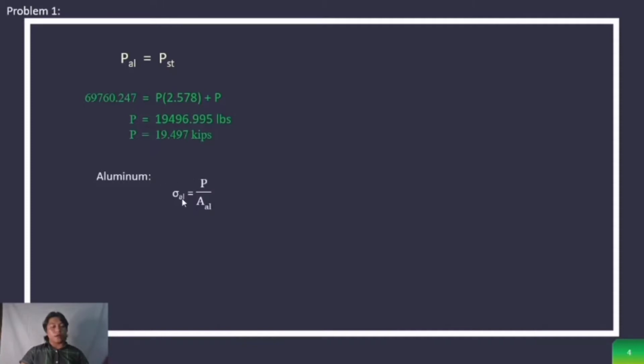So the stress of aluminum is equal to the force over the area of aluminum. So the force is equal to 19.497 kips over the area of aluminum, which is 1.5. So the stress in the aluminum is equal to 12.998 ksi. Now on the steel, we have the same solution, same formula.